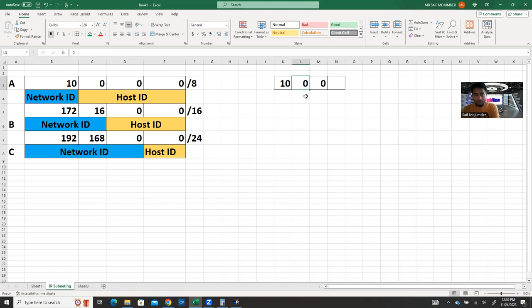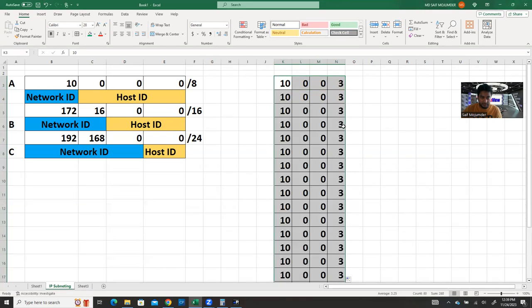So each block is separated by a dot. Say for example, 1, or maybe 2, or maybe 3. So this is an IP address. It can be started like this. All these are IP addresses.